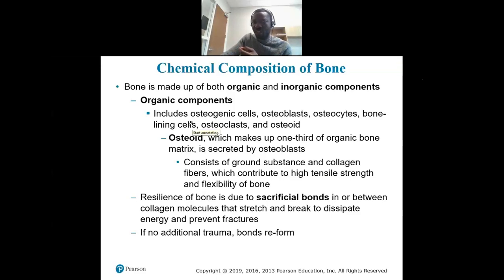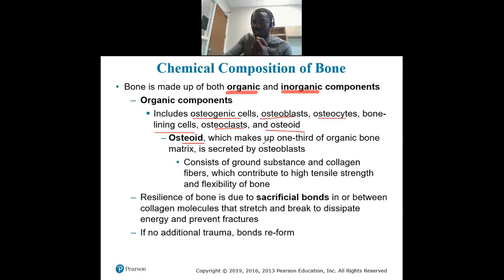Okay, so chemical composition of bones. Bone is made up of organic and inorganic compounds. Organic components: like I told you earlier, the organic component is made up of the osteogenic cells, the osteoblast, the osteocyte, the bone lining cells, the osteoclast, and the osteoid. And I told you the osteoid is the bone matrix, all right?